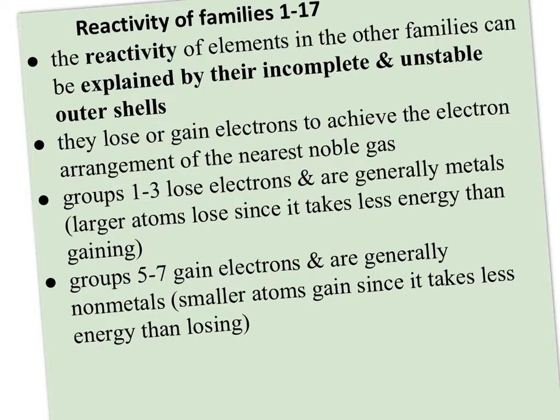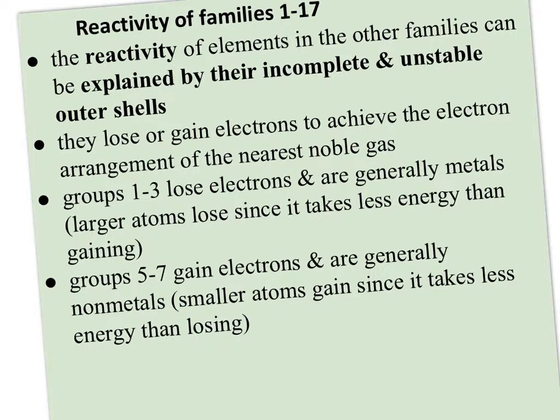So then the other 17 families have reactivity because they don't have complete outer shells. Their incomplete outer shells make them unstable, so they're going to tend to lose or gain electrons to achieve the electron arrangement of the nearest noble gas. Groups 1 to 3, which are metals, generally lose electrons because it takes less energy. Not because they have fewer electrons to gain or lose, but those electrons take less energy to lose. They are large atoms with low electronegativities, low ionization energies, so it's just more energy efficient to lose those electrons.